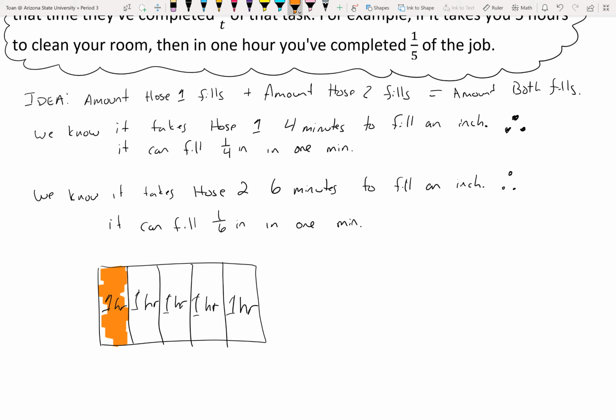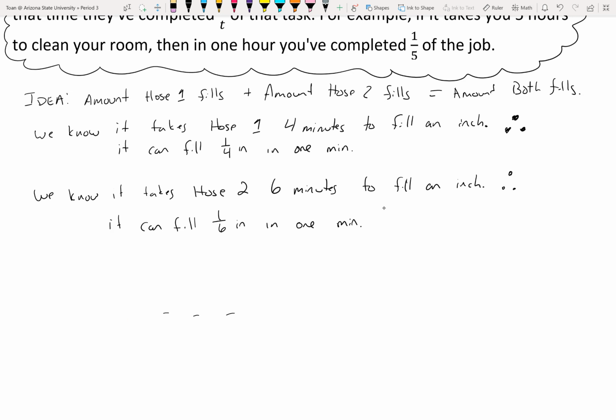Yes. Okay. So it's the same thing, except we have inches and minutes. It takes 4 minutes to fill up, so in 1 minute it's 1/4. 6 minutes to fill up, in 1 minute it's 1/6. Well, I have 2 hoses. I turn them on for 1 minute. This hose sprayed 1/4 of an inch. The second hose sprayed 1/6 of an inch. Logically, how much water is in the pool? What would I have to do to those numbers? Add them. That's it. The water's going to the same place, so the water added.